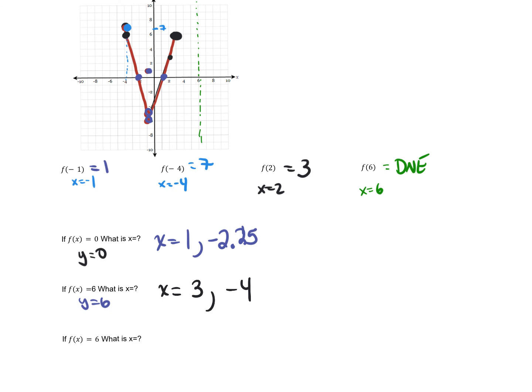Finally, this looks like the same problem, so we're going to turn this to negative 6. If f of x equals negative 6, what is the x value? If you go down here to negative 6, which is here, the only point that appears to have a y value of negative 6 is this open circle. But remember, we said open circles are not included. So since there is no closed circle with a y of negative 6, we would just say none exists.